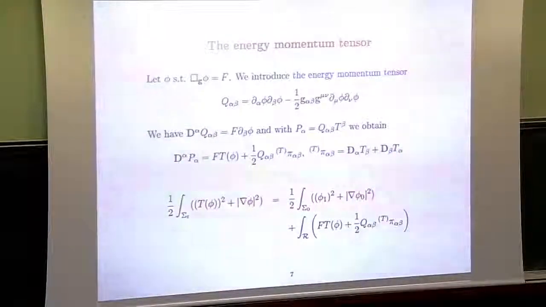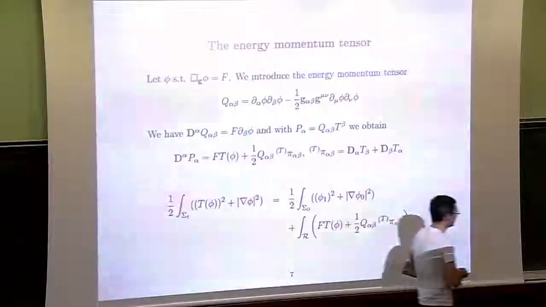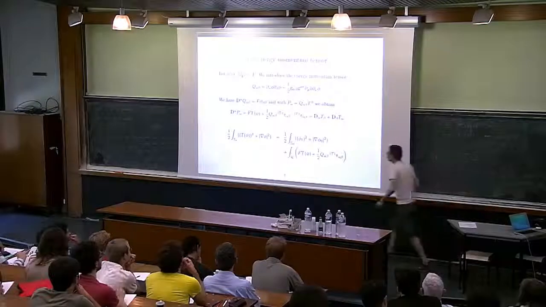So with this in mind, you have a divergence, and now I want to contract this tensor to get a one form. So I'm going to introduce the one form P alpha, which is my tensor Q alpha beta contracted with T beta, where T again is the future directed unit normal of my space-like hypersurface. But here now I'm going to have two space-like hypersurfaces.